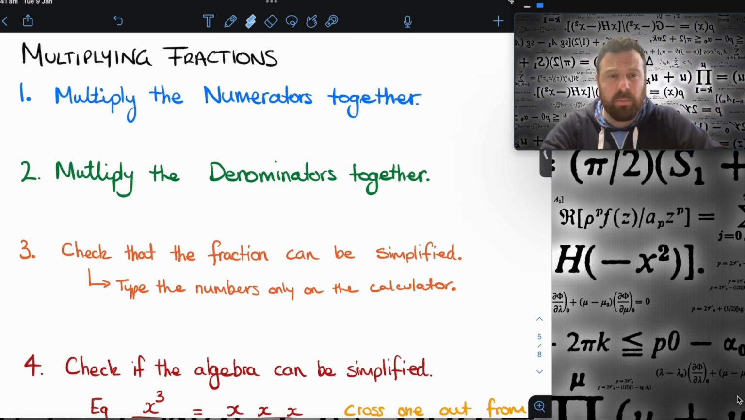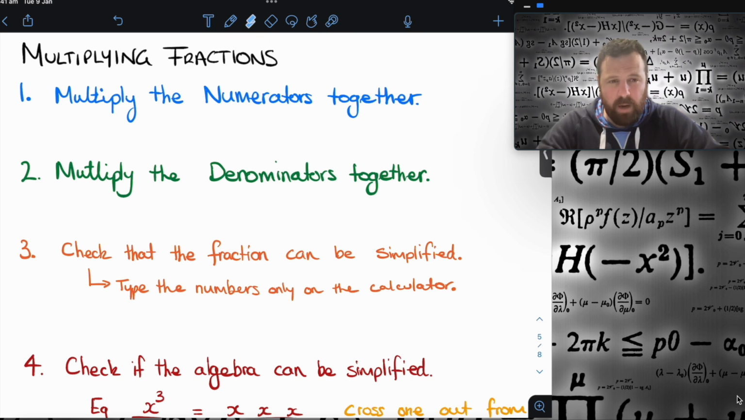After I've done all that multiplying, I'm going to get my calculator out and type just the number component on my calculator to see if it can simplify. And if it can simplify, whatever fraction my calculator produces is what I'm going to write down instead.